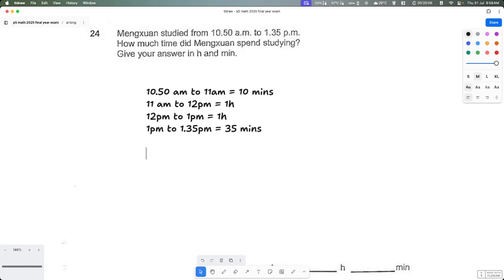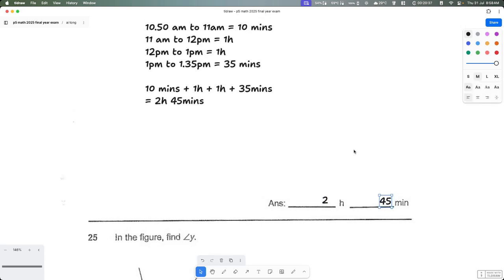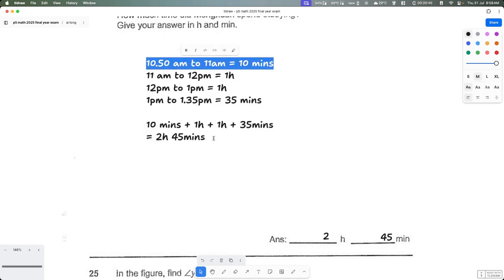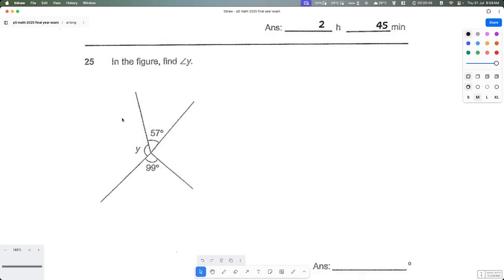Okay, so let's combine this together. So 10 minutes plus 1 hour plus 1 hour plus 35 minutes. Okay, what would this give us? This will give us 2 hours, and 10 plus 35, 45 minutes. So therefore, in this case, this will be 2 hours and also 45 minutes. So you just break down on an hourly basis with some parts, and you should get this answer. Okay, let's move on to question number 25.